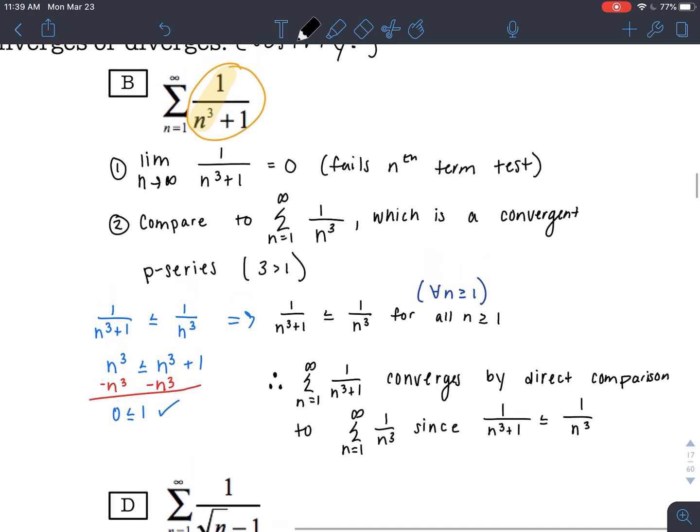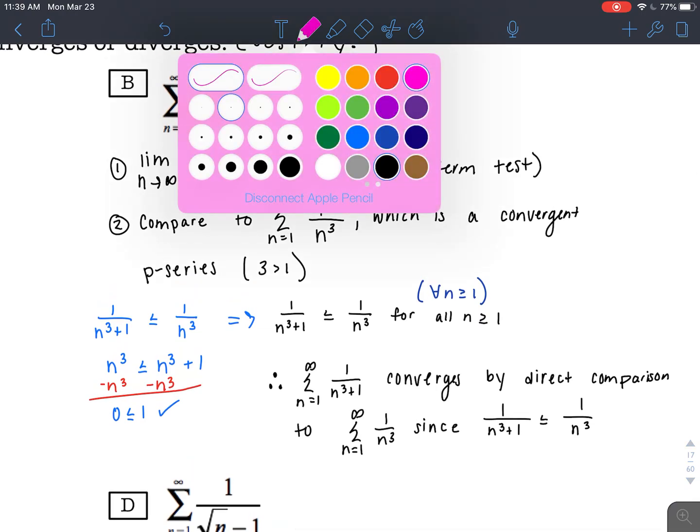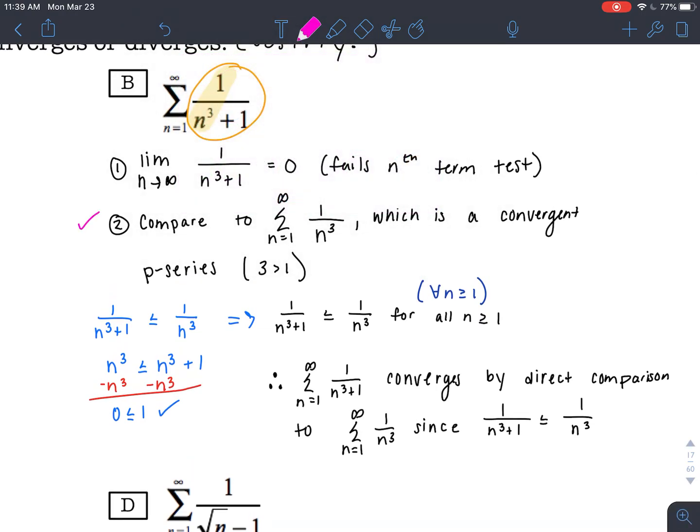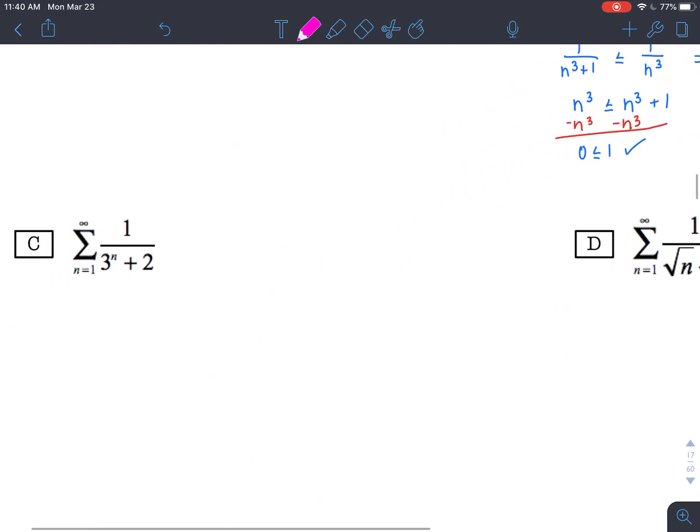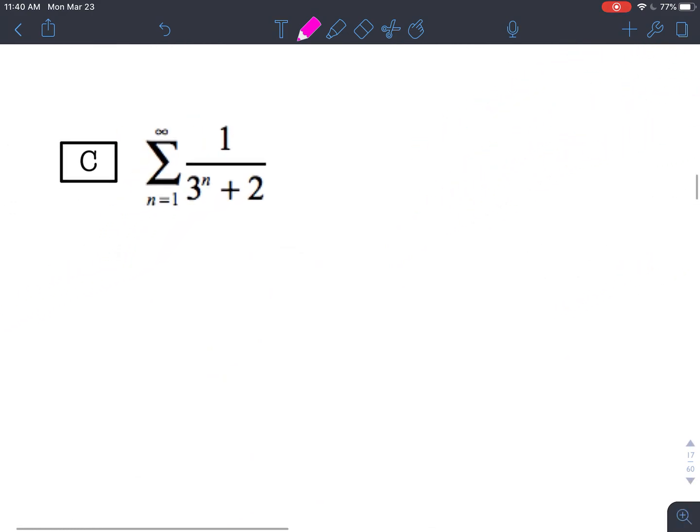So it's a little confusing to know how to state everything. So you want your work to show all of this. You want to definitely state what you're comparing it to and whether or not that's converging or diverging. Then you want to show that your inequality statement is true, and then you want to put it all together into a summary statement about whether or not the series you were asked about is converging or diverging. Okay, so let's do a few more examples.